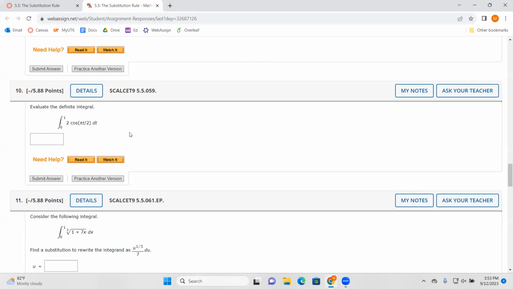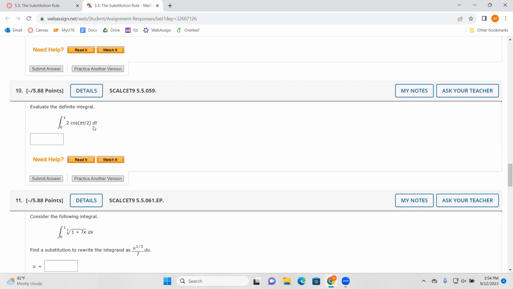Swap out dt for 2 over pi du, and then you'll just have 2 cosine u times 2 over pi du, and that's only so bad. Yeah, you could factor out the 4 over pi. If you would, you'd just be integrating cosine u. When you integrate cosine u, you just get sine u, but don't forget, when you plug in, don't plug 1 and 0 in for u, because 1 and 0 are in terms of t.